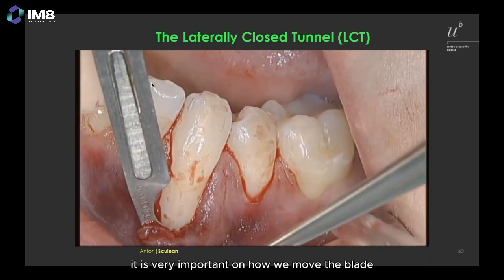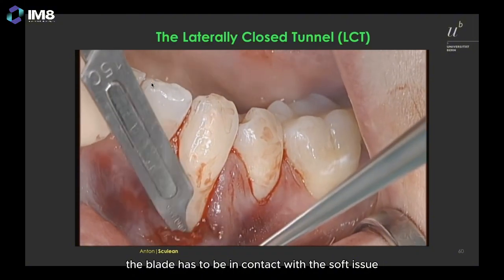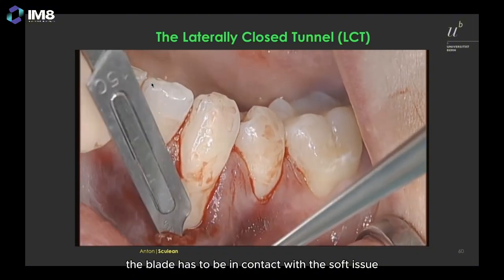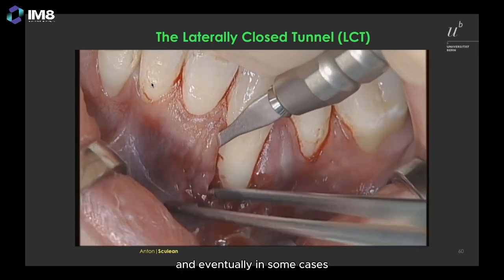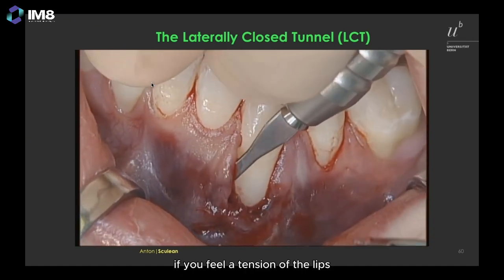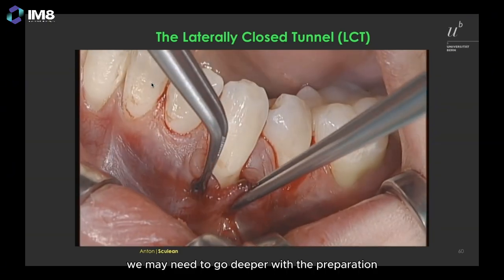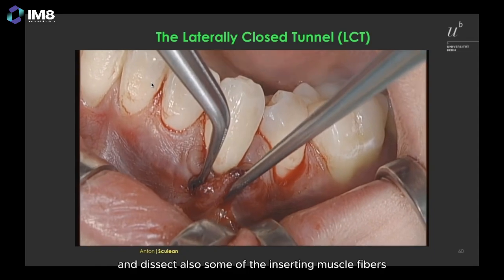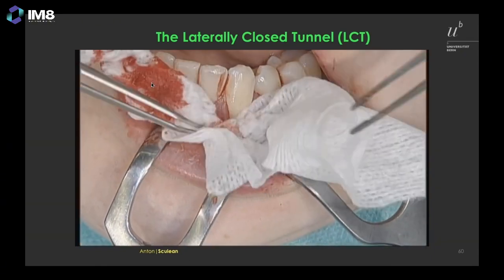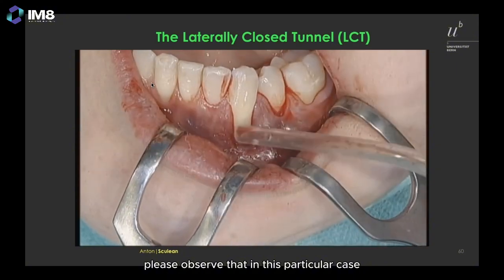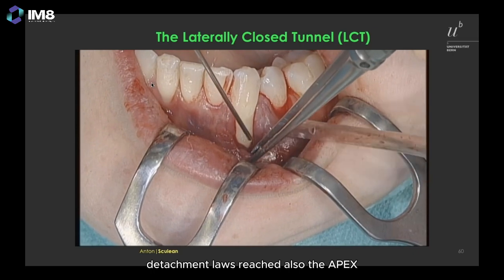For this reason, it is very important how we move the blade. The blade has to be in contact with the soft tissue. And eventually, in some cases, if we feel a tension of the lips, we may need to go deeper with the preparation and dissect also some of the inserting muscle fibers. Please observe that in this particular case, the attachment loss reached also the apex.